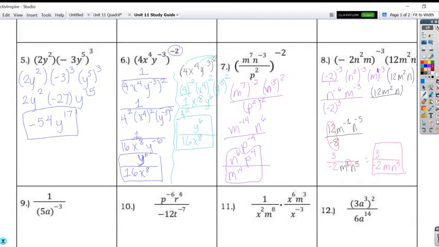There were certainly other ways that you could have done that. Where I had gone ahead and done the multiplying across the numerators, you may have chosen to rewrite those negative exponents as well, and that would have worked also.